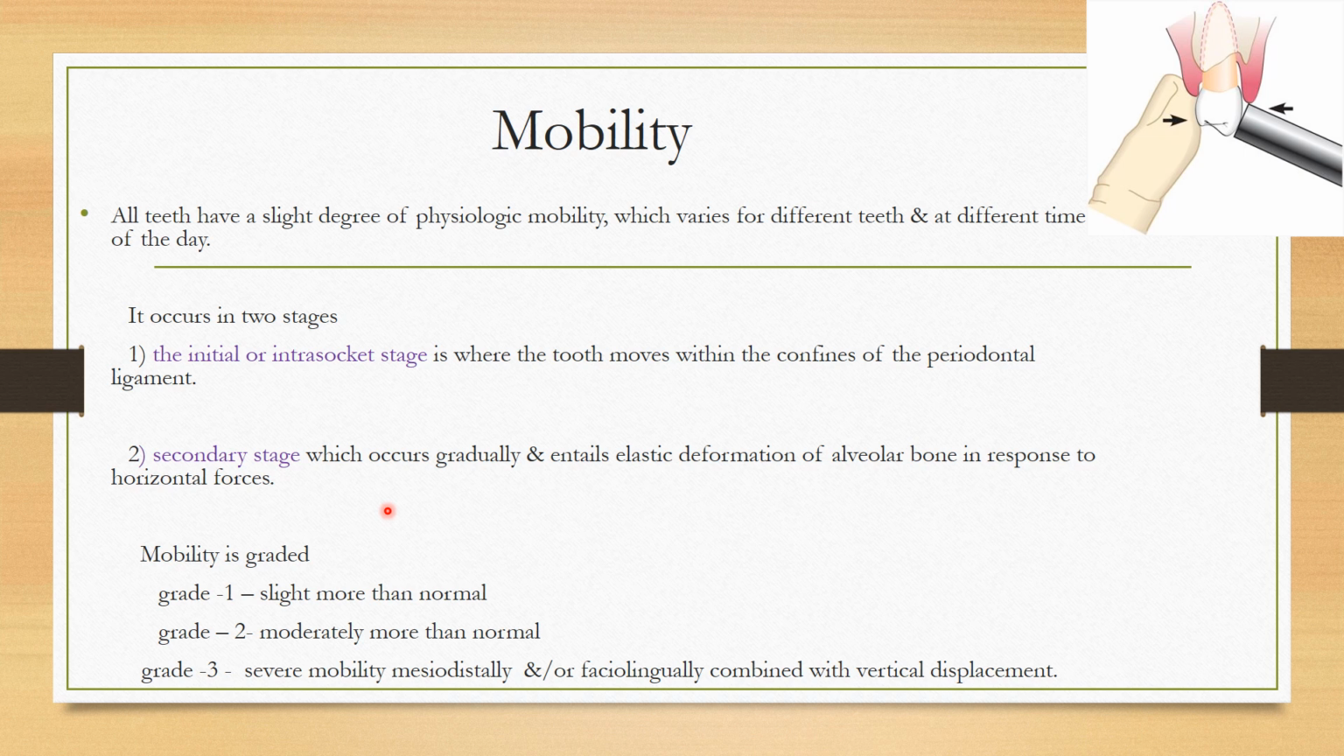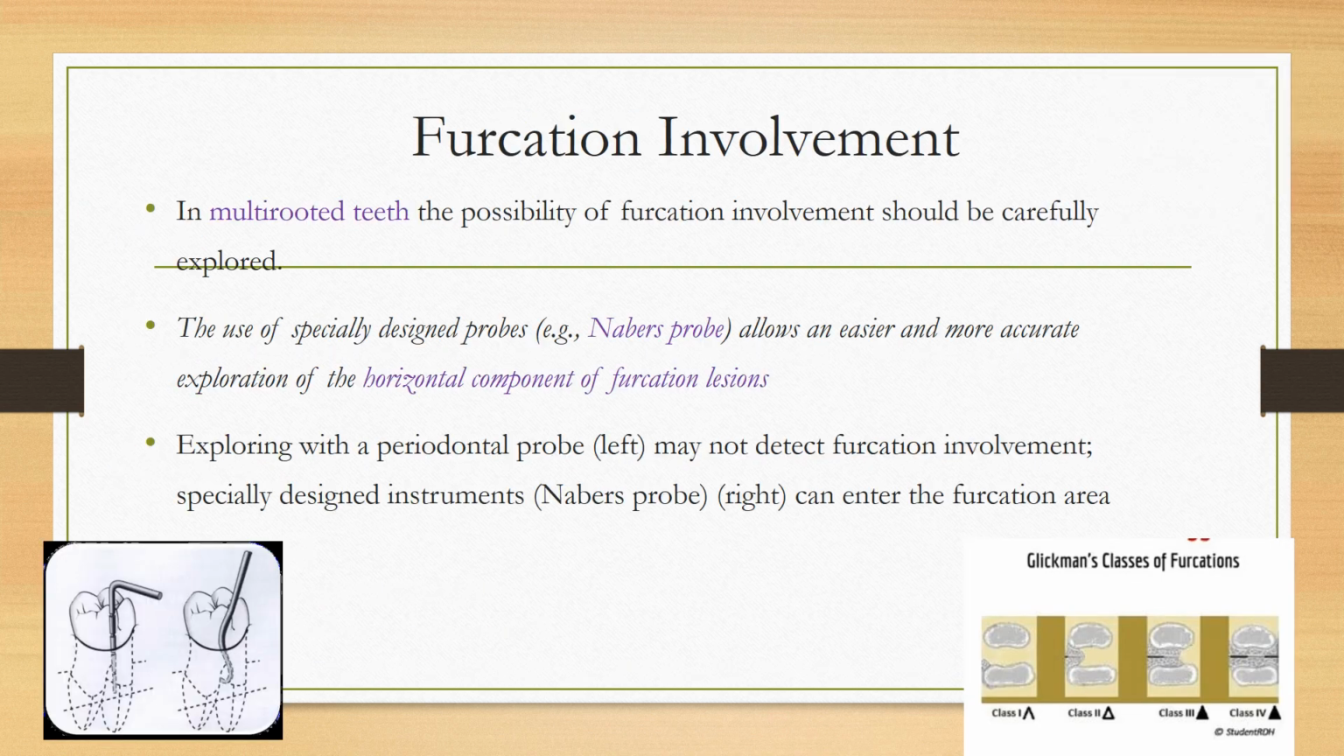So this can be checked either by one finger and one instrument, or by two instruments. It is graded into grade 1, grade 2, grade 3. So what is grade 1? It is slightly more than normal. Grade 2 is moderately more than normal. And grade 3, severe mobility, that is mesiodistally or facio-lingually combined with vertical displacement.